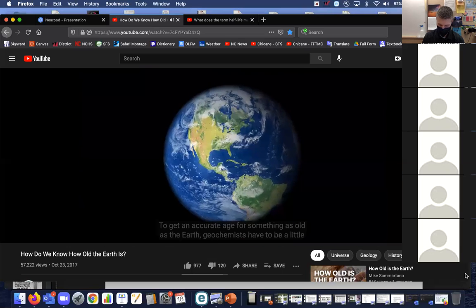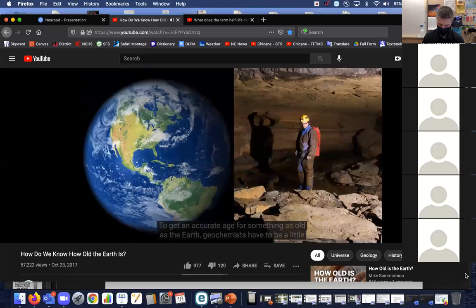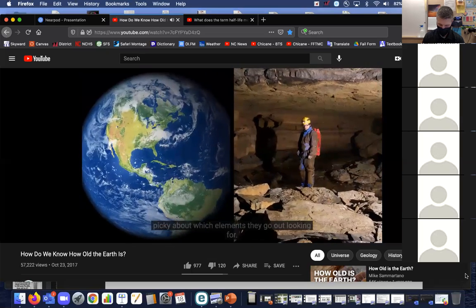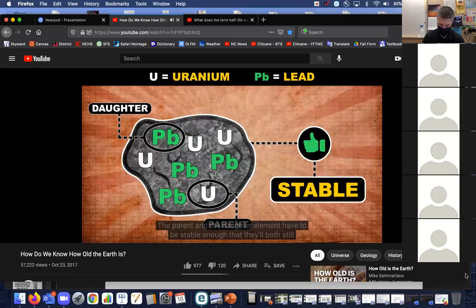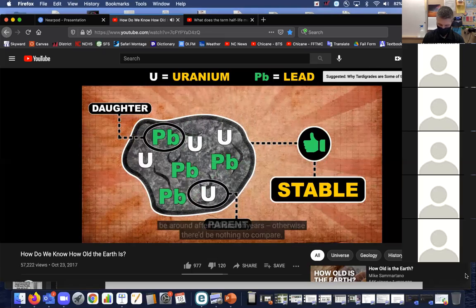To get an accurate age for something as old as the Earth, geochemists have to be a little picky about which elements they go out looking for. The parent and the daughter element have to be stable enough that they'll both still be around after billions of years. Otherwise, there'd be nothing to compare.